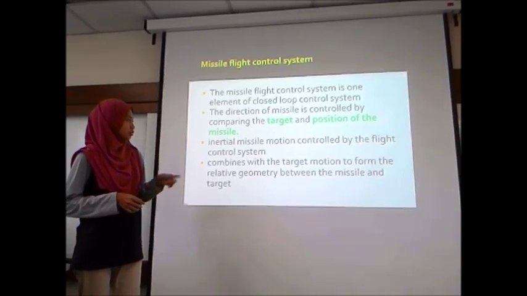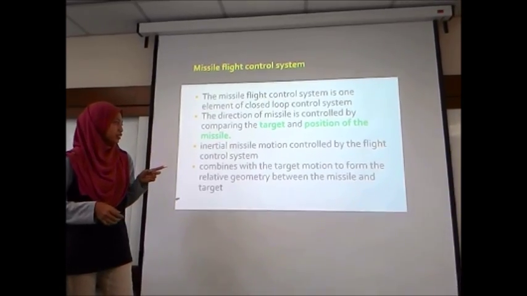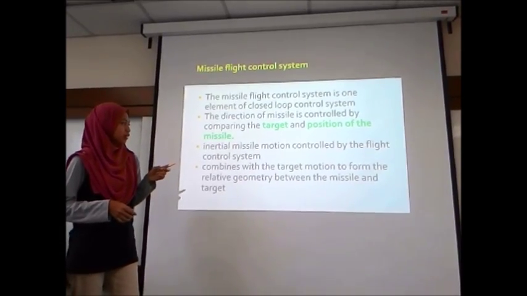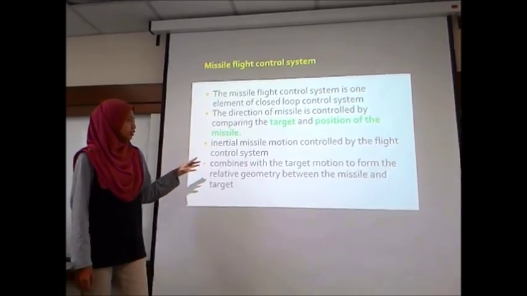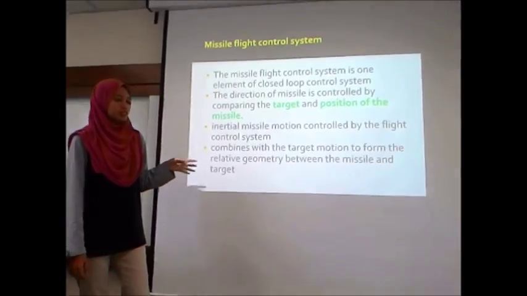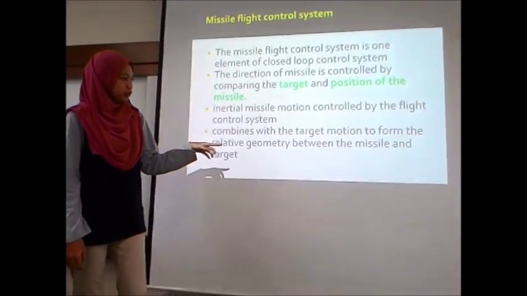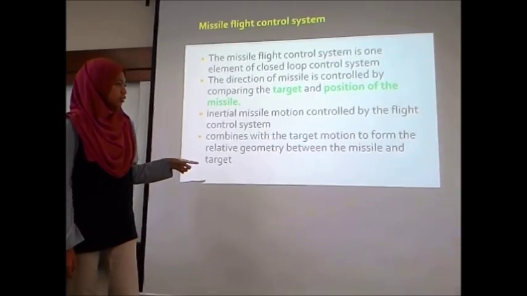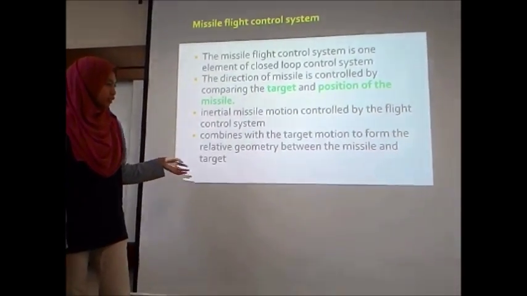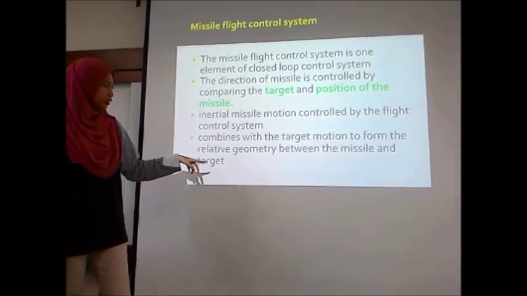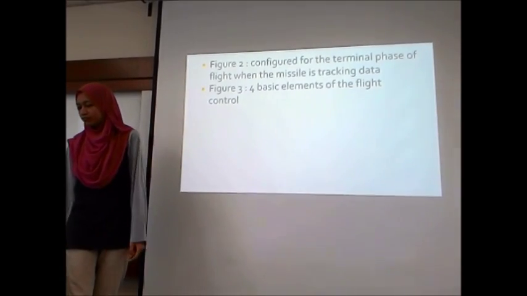So the initial missile motion is controlled by the flight control system. It is also controlled by a sensor named IMU. So this inertial missile motion combines with the target motion to form the relative geometry between the missile and target. So basically the control system for the missile is focusing on the geometry, direction and also target tracking data.